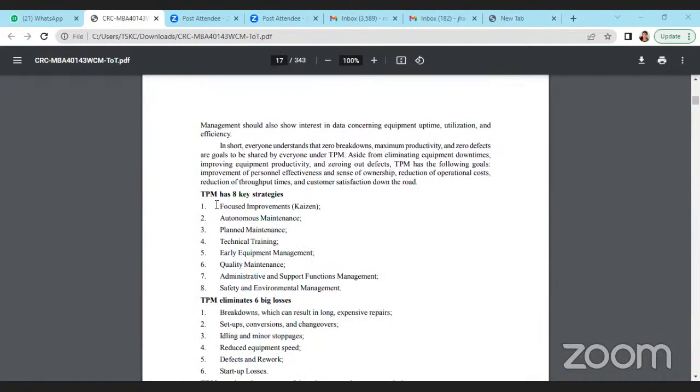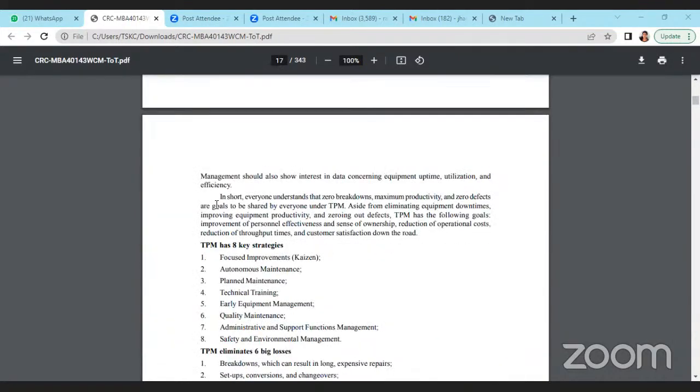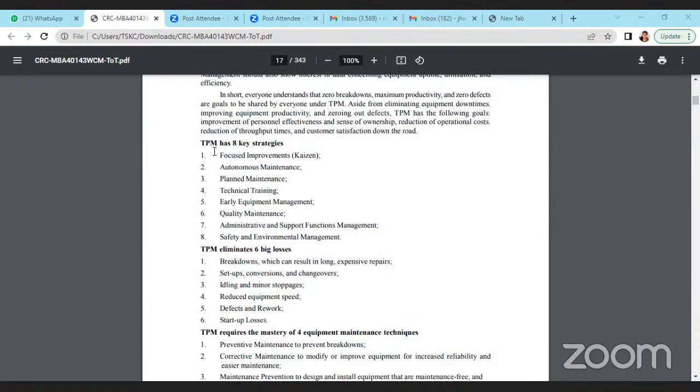So total productive maintenance has 8 key strategies. That is focused improvements, which is always continuous improvement. Autonomous maintenance, which individuals also have to maintain. Planned maintenance, so every 3 months or 1 month some planning has to be done. It cannot be just kept like that, the machines are working so let it be like that. No, the machines have to be given a break for 1 day or some day where the repair can be done, or where the maintenance can be looked after.